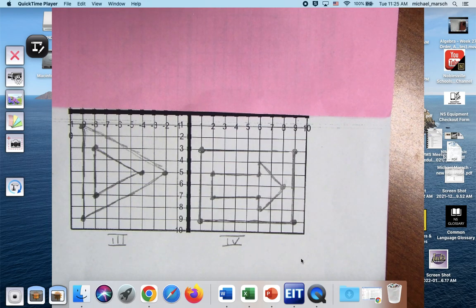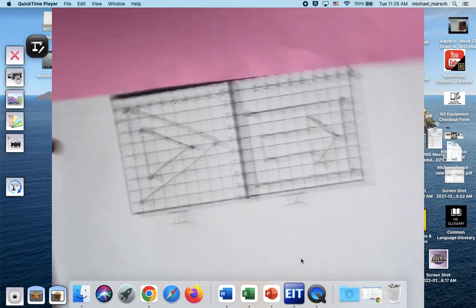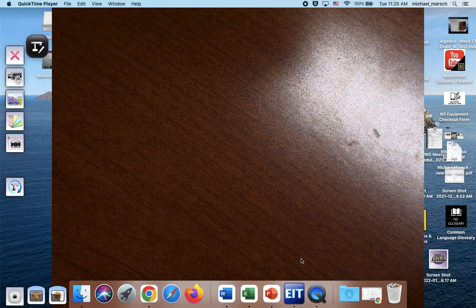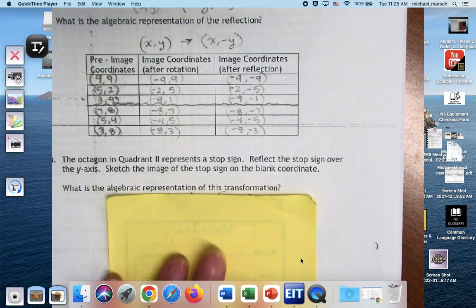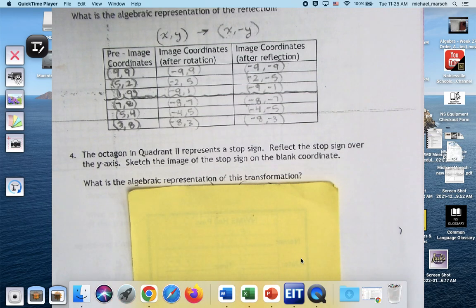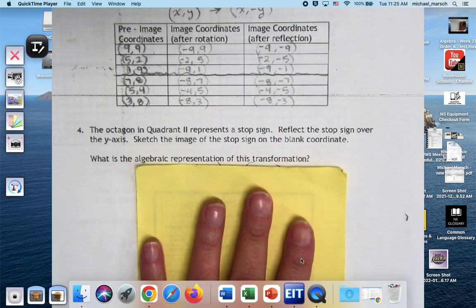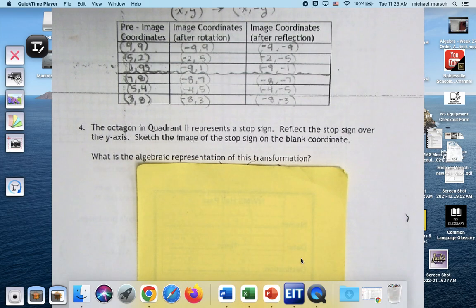Okay, I'd like for you guys to try number 4 by yourself. So, number 4 asks you to reflect the image from quadrant 2, which is a stop sign, an octagon, over the y-axis. So what will the algebraic representation be? Look on the pink cheat sheet.